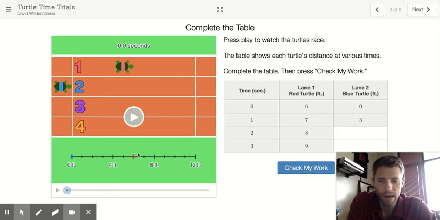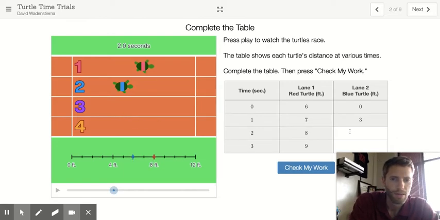Now here you're provided a graph on the bottom, so follow along with that. And you're given a table to the right with different time intervals. So you can see, if you back it up to 2 seconds here, there's 2 seconds, all right? And at 2 seconds, the turtle in lane 1 looks to be at 8, and the turtle in lane 2 looks to be at 6, so you put 6 there.